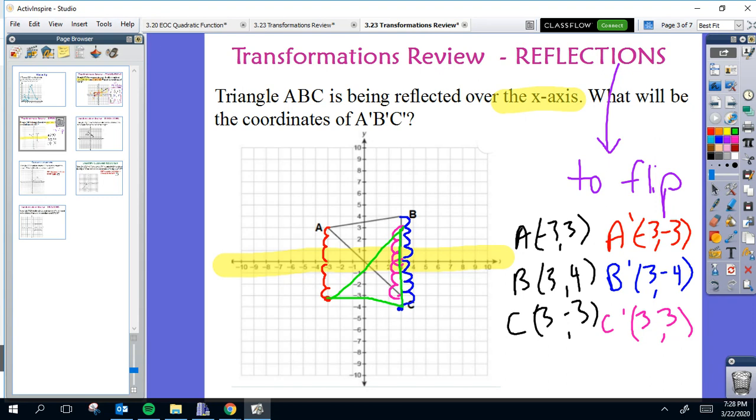All right, so your final coordinates will be boxed here in green. And if you guys see the pattern, when I flip over the x-axis, my x values all stay the same. The only thing that changes are my y values, and they become the inverse. So that's a little trick for you guys to remember.